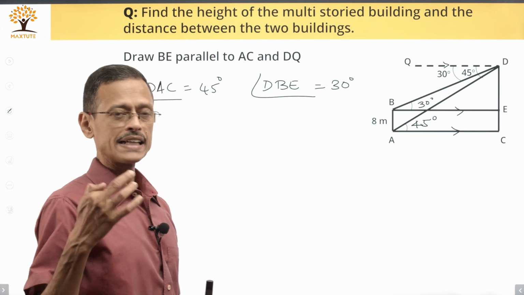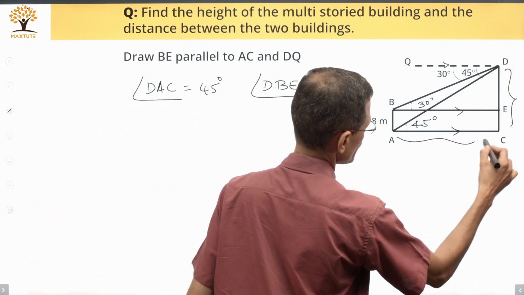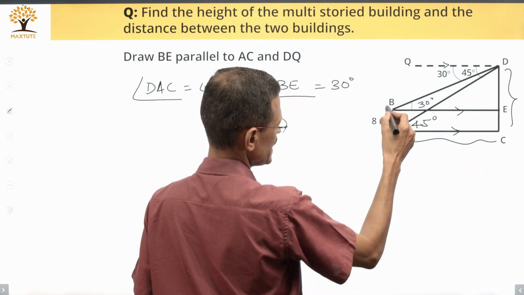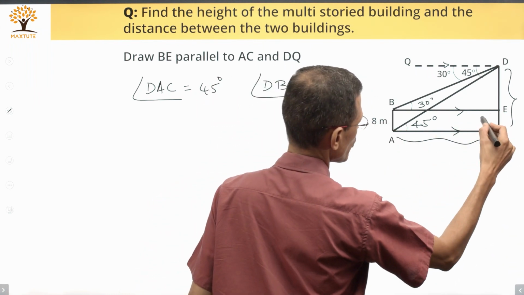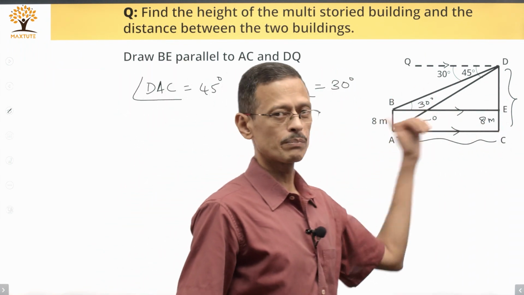Now, let us set up what we need to find out. We are interested in finding out the measure of DC and the measure of AC. Given that AB is equal to 8, EC will also be equal to 8. These 2 are going to be parallel to each other. Both buildings are perpendicular to the base.